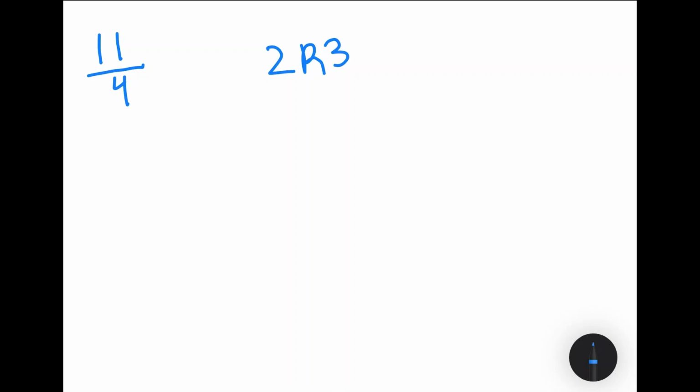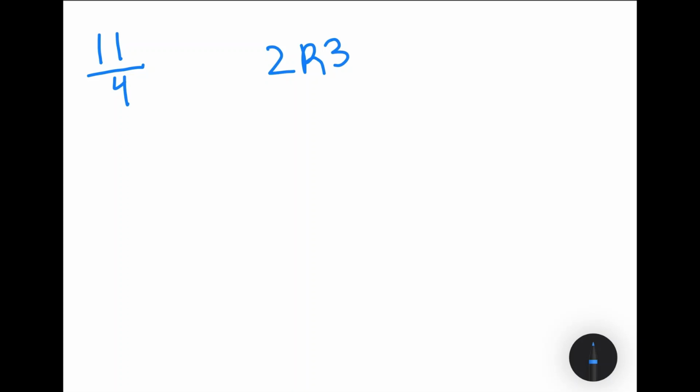It cannot go in there evenly any more than 2, because if I did 3, 4 times 3 gives me 12, so it's larger than my number. So it can go in there 2 times evenly. But then when I do that, 8 is a difference from 11 of 3. So 4 times 2 gives me 8, and I have a remainder of 3 to get me to that number 11. So that's the first step in writing this improper fraction into a mixed fraction form.